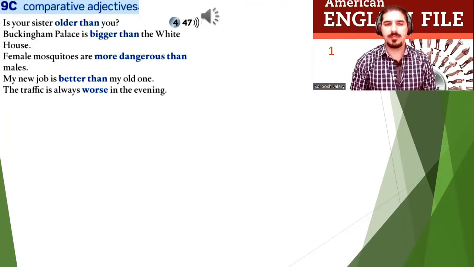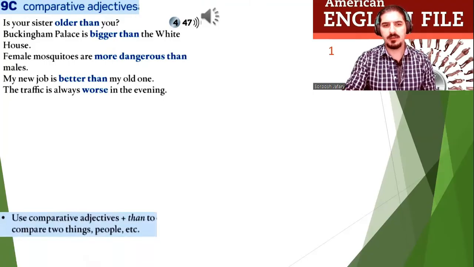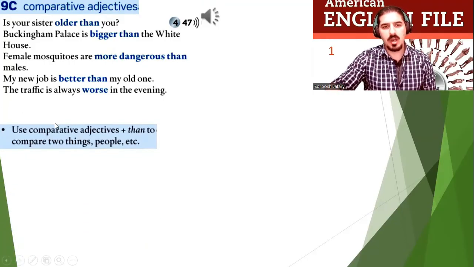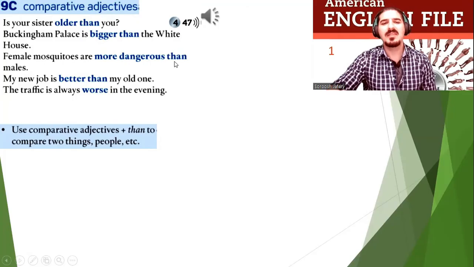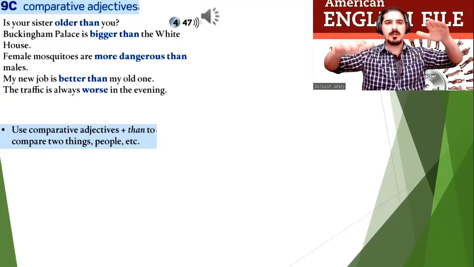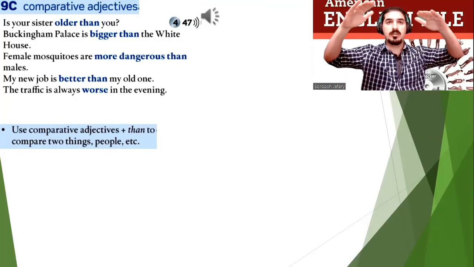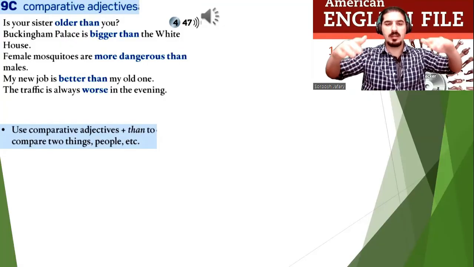Okay, well done. Now, let's look at these sentences together, right? So, you use comparative adjectives, for example, older, more dangerous, plus then, to compare two things. For example, is your sister older than you? I'm taller than you. I'm shorter than you, right?